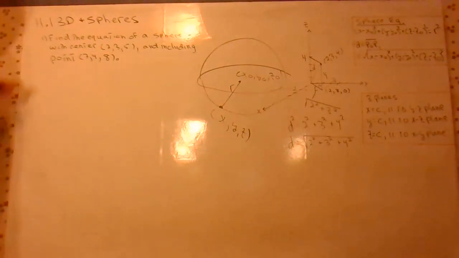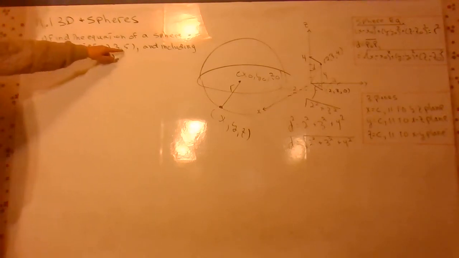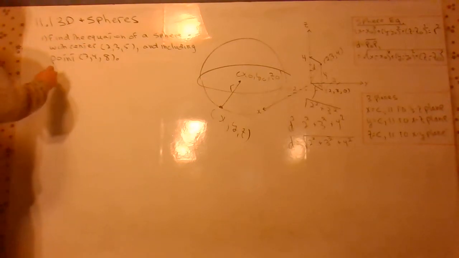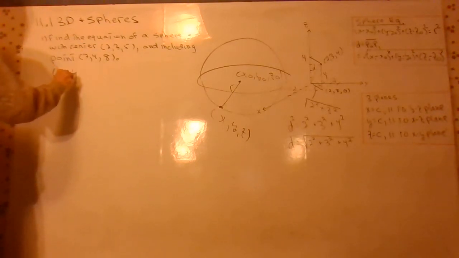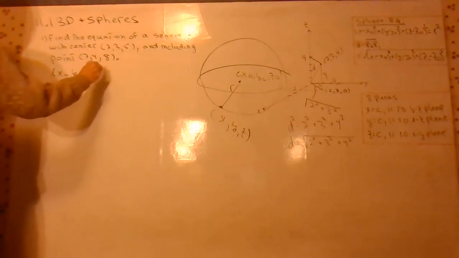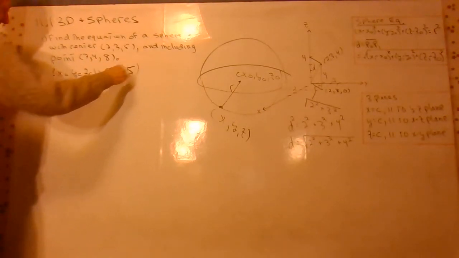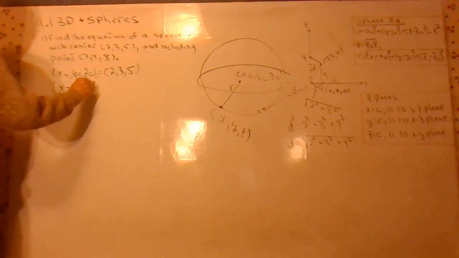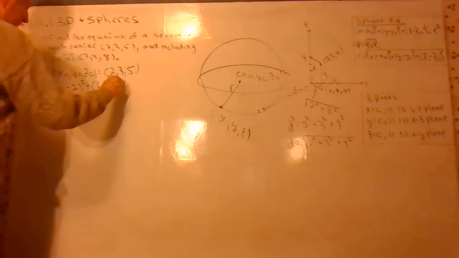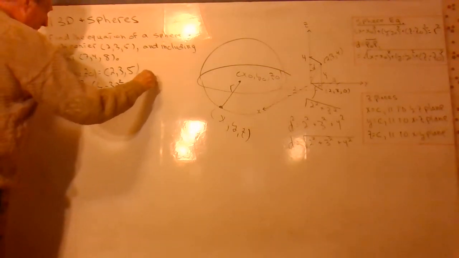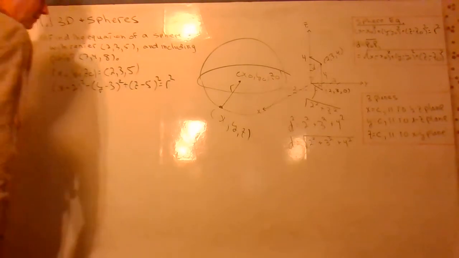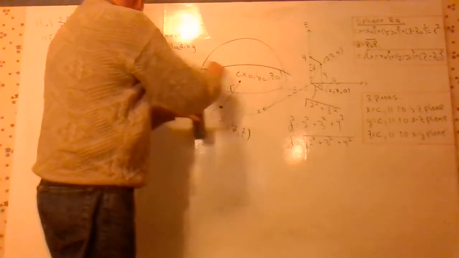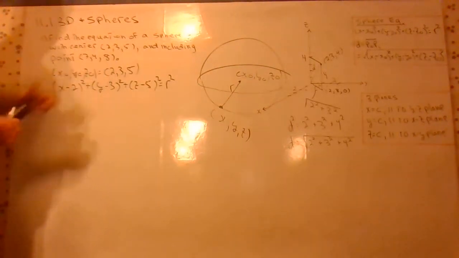Here's a fairly simple problem. Let's find the equation of a sphere with center 2, 3, 5, and including the point 3, 4, 8. Well, once we have the center, that tells us that x0, y0, z0 is 2, 3, 5. And so we could at least partially fill in our sphere equation. And all we're missing is r. Well, r is just the distance. It's going to be the distance from this point to this point.